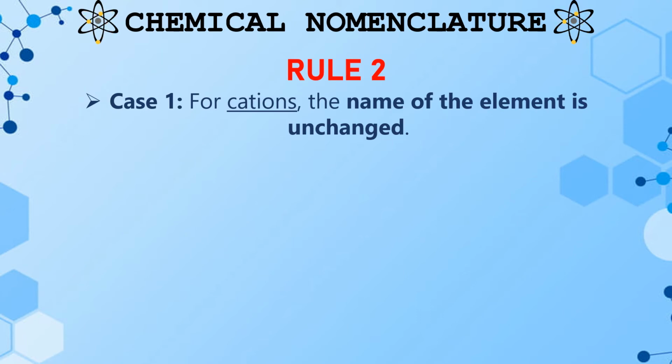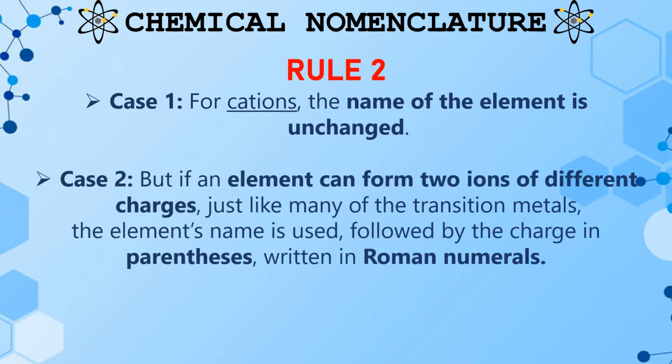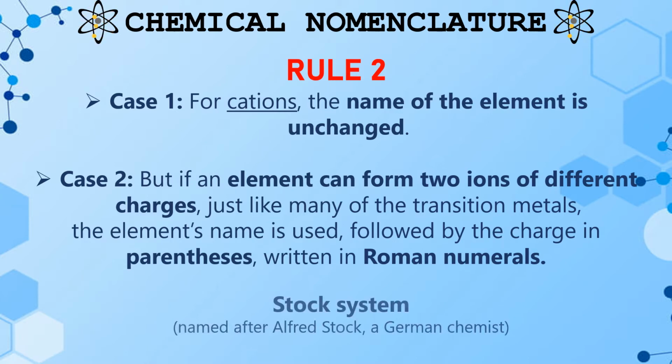Rule number 2. For cations, the name of the element is unchanged. But if an element can form two ions of different charges, that's case 2, just like many of the transition metals in the periodic table, the name of a compound must identify which ion is present in the compound. To do this, the element's name is used, followed by the charge in parentheses, written in Roman numerals. This naming method is called the Stock system, after Alfred Stock, a German chemist who first used it.